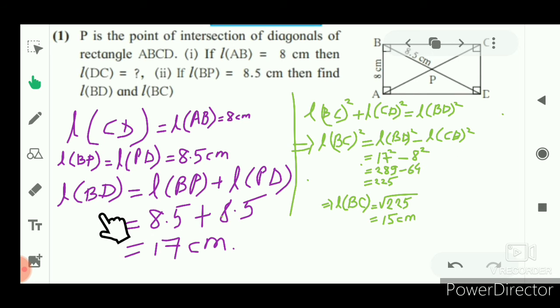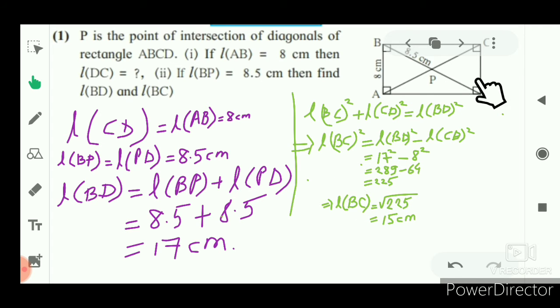The length of BD we have found here as 17 centimeter. So putting this value, 17 square minus the length of CD. The length of CD we have found out as 8 centimeter. So 17 square minus 8 square will give 289 minus 64, and after solving it gives 225.